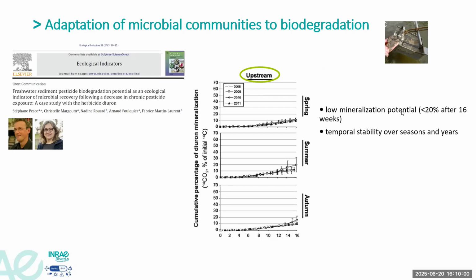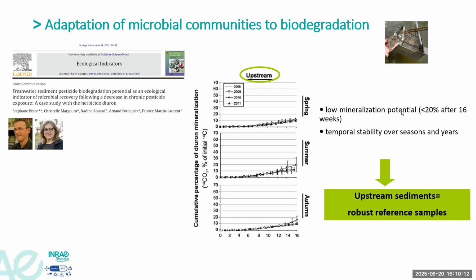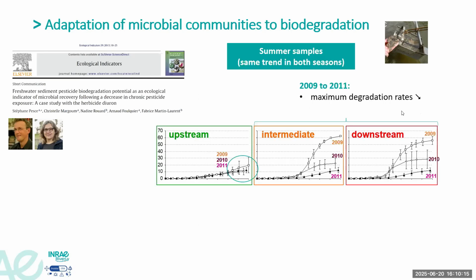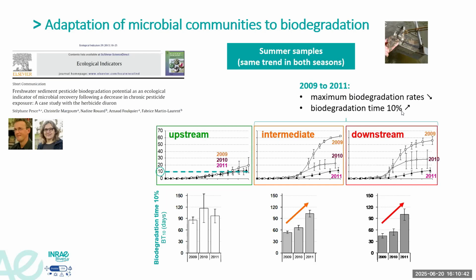You can see that upstream, we observe low mineralization potential and high temporal stability over seasons and over years, meaning that upstream sediments could be considered as robust reference samples. The result shown is from summer, but it was exactly the same for spring and autumn; it was easier to present only one season. As previously mentioned, the results were the same for all the years upstream, and you can clearly observe a decrease in the mineralization capacities at the intermediate and downstream stations between the different years.